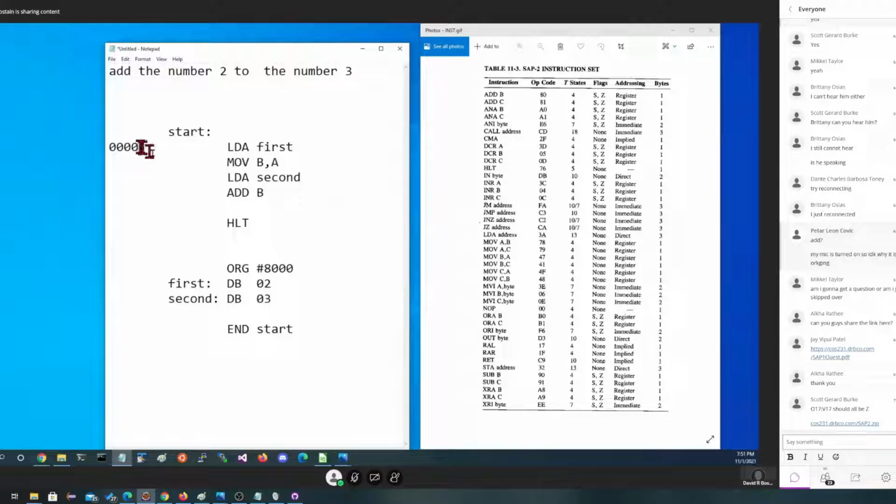So what are those 3 bytes? Well, what's the opcode for a load accumulator? Scott? 3A. Okay. And then what is the address of first? Scott? 8000. It's 8000, and we write it in Little Endian. It's part of this instruction.